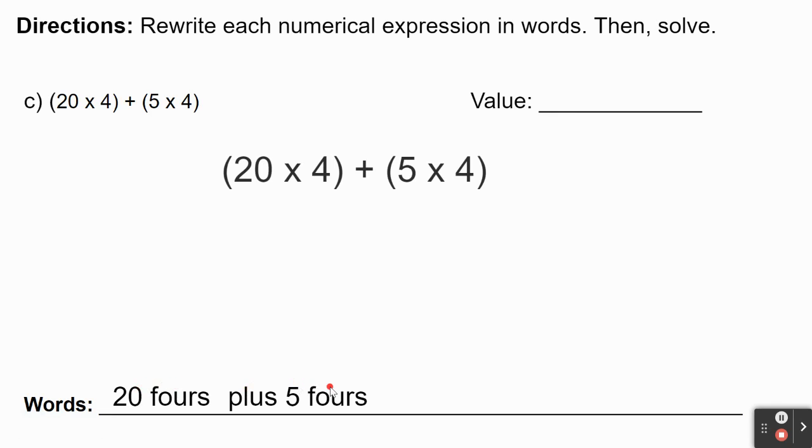So let's go ahead and solve this. First, we're going to do 20 times 4, which is 80. And then we're going to add that to 5 times 4, which is 20. When we add 80 plus 20, we get 100. So the value or answer is 100.